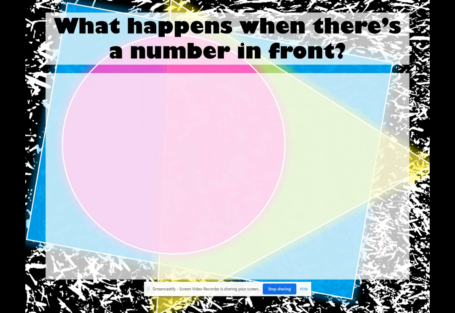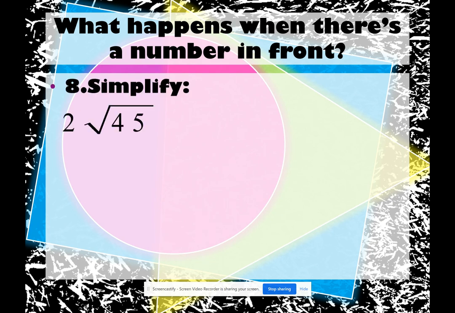Now let's try to mix it up just a little bit. We're going to start with a number where there's like a 2 in front of the square root. So when you simplify this, it's just one additional step. We're still going to start with the root 45.